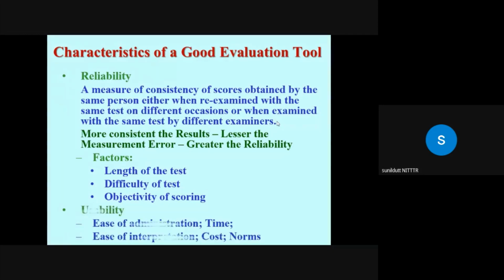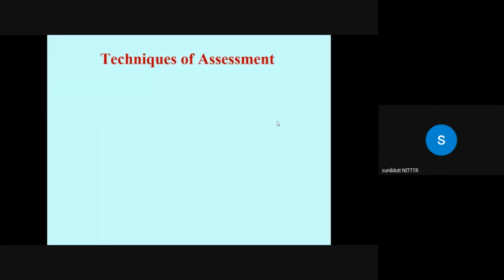Then the usability, ease of administration, time factor common रखना है, interpretation जो है easily होना चाहिए, cost, norms and so on. Now we'll move to the techniques of assessment. I'll give you only the advantages and disadvantages part. So firstly, it is the written test, closed book. Written test is most widely used test, as you know, to evaluate the learning outcomes in the cognitive domain. And there's a tendency to use a wide range of terms when describing written questions.